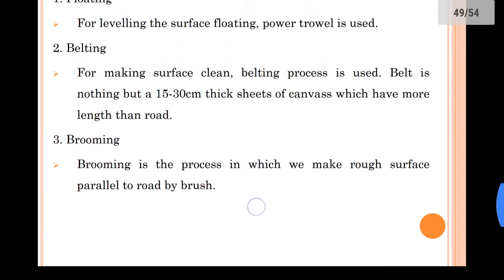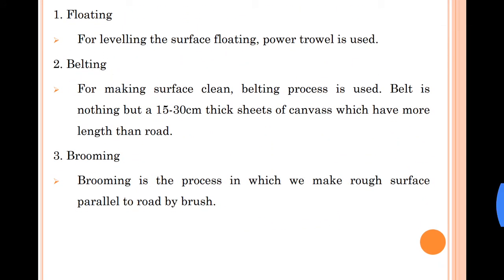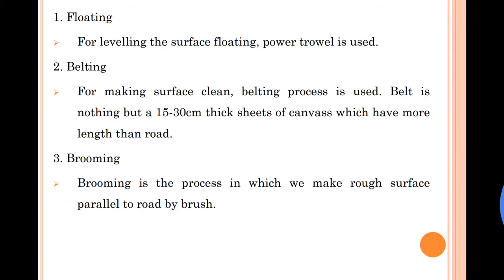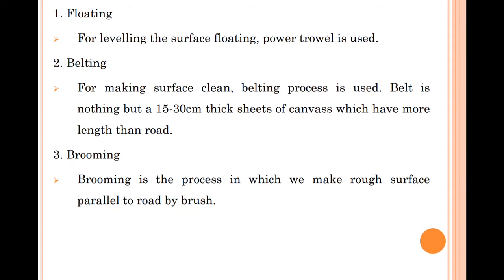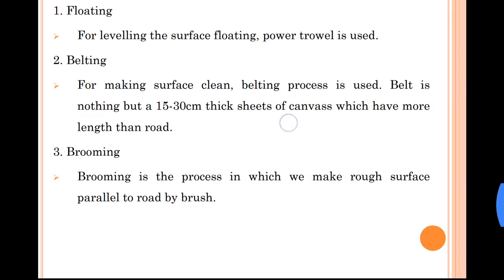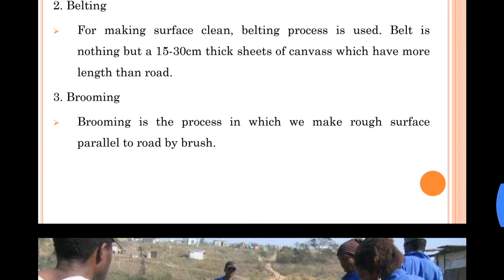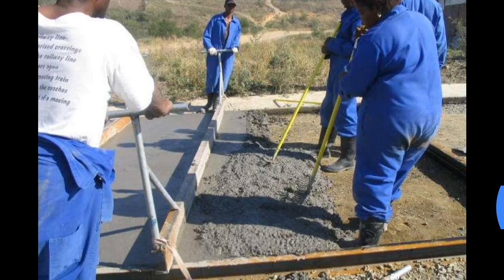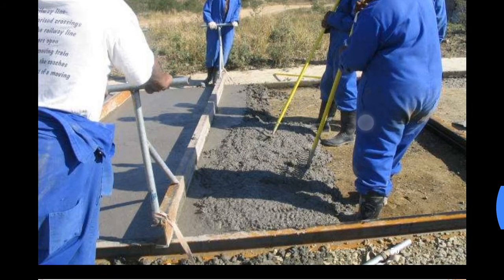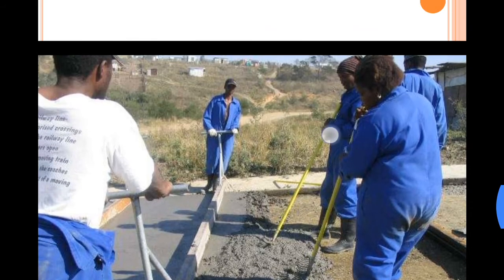Then we have belting. For making the surface clean, the belting process is used. A belt is nothing but 15 to 30 centimeter thick sheets of canvas which have more length than the road. So these canvas sheets are just moved along the length of the road.